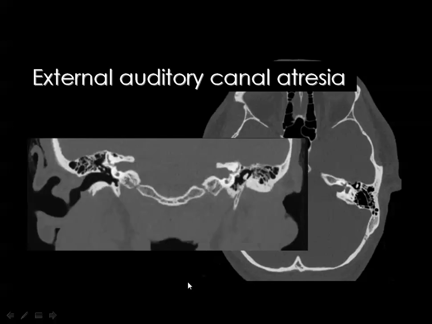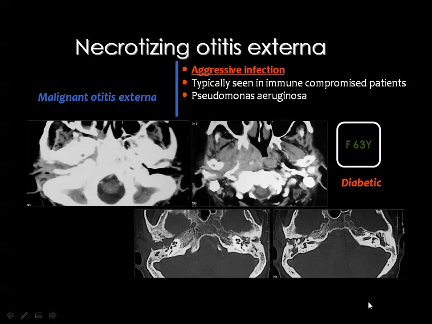This is the coronal image. In the right side you can see normal appearance of the external canal, while on the left side you cannot see the external canal, and you see the bony mass formed by the fused ossicles, and in many cases you can see that the ossicles are also fused to the atretic plate or the inner aspect of the middle ear cavity.